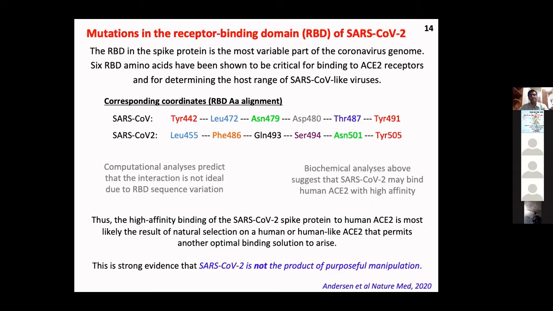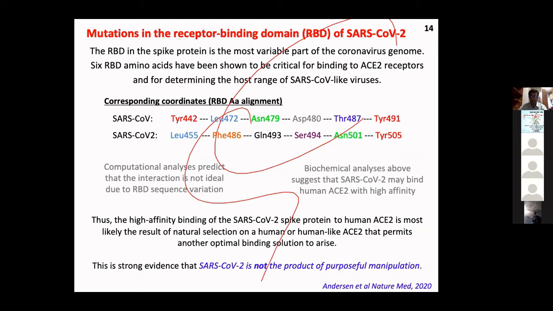So, mutations in the receptor binding domain of SARS-CoV-2. There are six amino acids in the receptor binding domain that have been shown to be absolutely critical for binding to the ACE2 receptor. Here the amino acid alignment clearly shows that other than the last two amino acids, that is tyrosine 491 and 505, the rest of the five amino acids are mutated. The computational analysis predicts that the insertion is not ideal, but the biochemical analysis suggests that SARS-CoV-2 may bind the human ACE2 with high affinity.